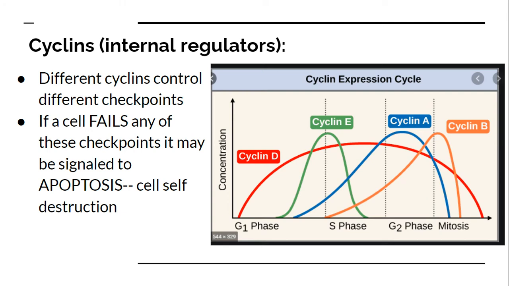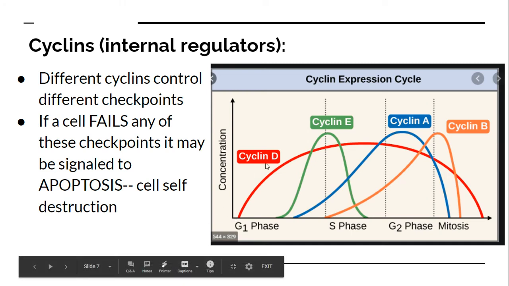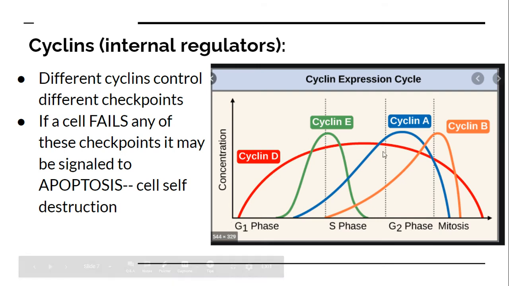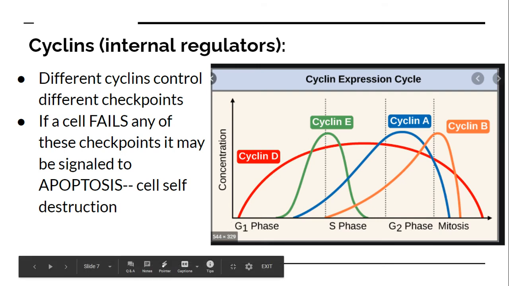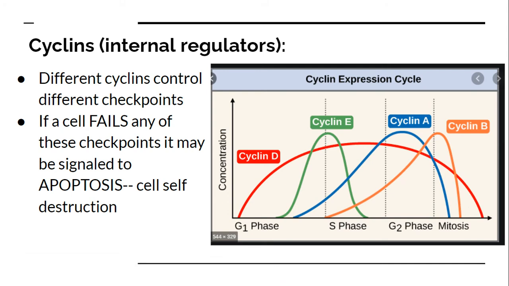Cyclin A controls the G2 checkpoint, and then cyclin B controls the metaphase checkpoint. And again, we know that what they're controlling is based on the amount of concentration present at what time during the cell cycle. Cyclin D, you can see, rises and falls throughout the entire process. This is just the one that's telling the cell, hey, it is time to go through the cell cycle.